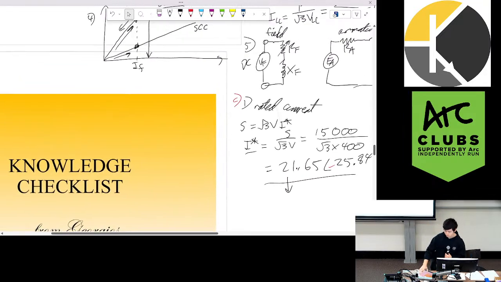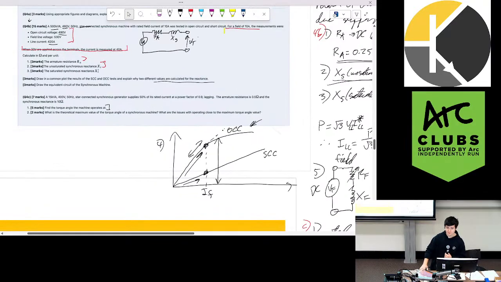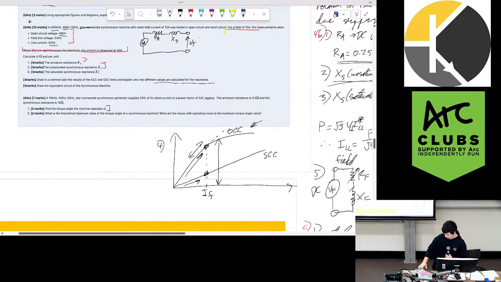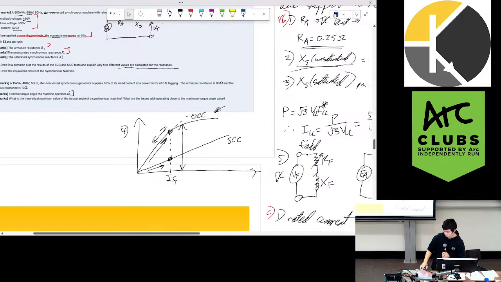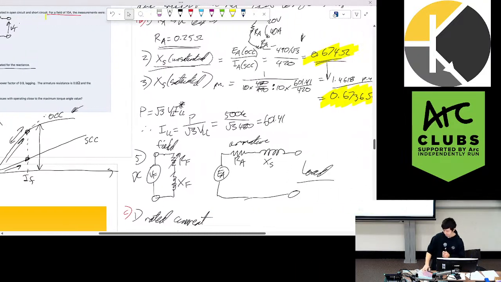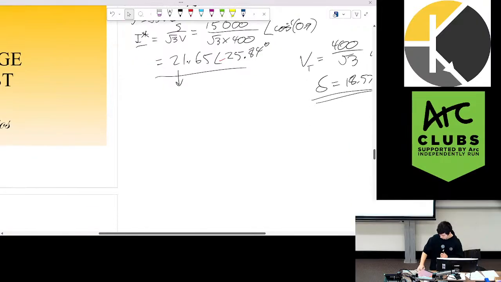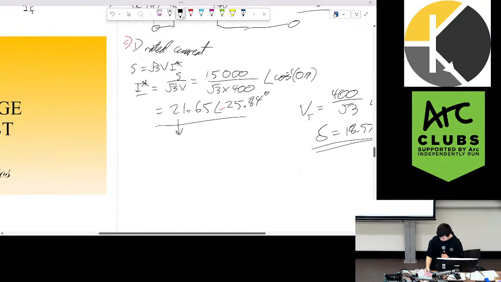Any questions so far? Please do ask. All right. And then they want us to determine the theoretical maximum value of the torque angle of a synchronous machine. So we want to determine what are the issues with operating close to the maximum torque angle. So I'm going to do that just over here.